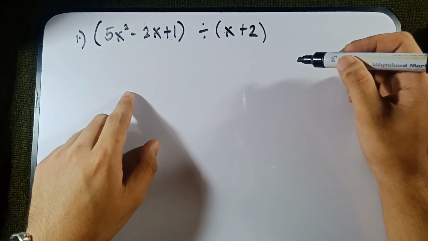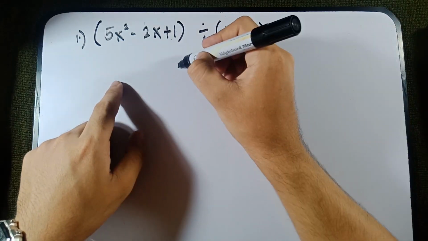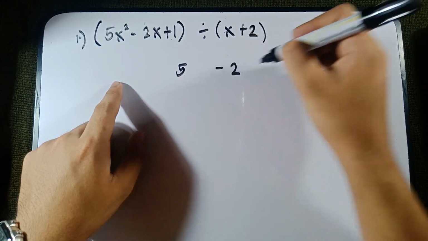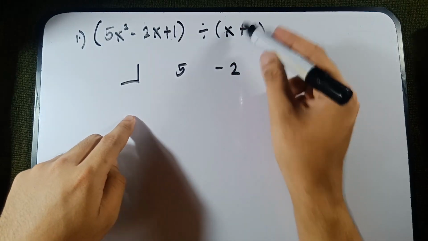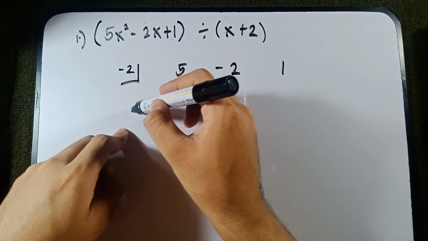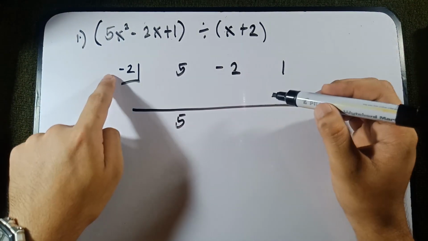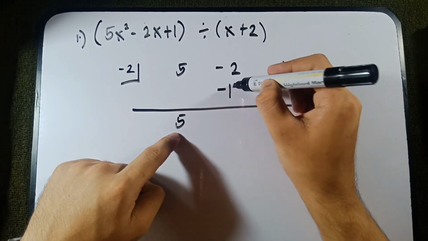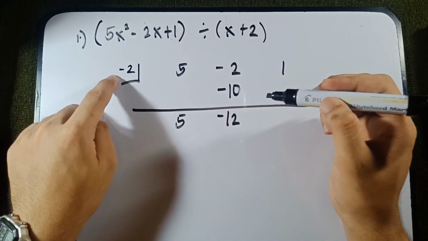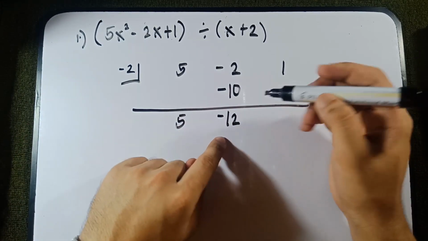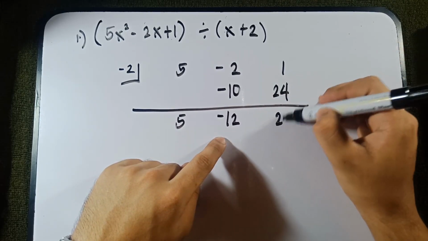So, using the synthetic division, ilinya natin yung mga coefficients. So, 5, negative 2, tsaka 1. Tapos, yung upuan dito, since yan ay plus, magiging minus. So, yung second row natin, bababa mo lang tong 5. Negative 2 multiplied by 5, that is negative 10. So, negative 2 minus 10, that is negative 12. Negative 2 multiplied by negative 12, that is positive 24. So, 1 plus 24, that is 25.